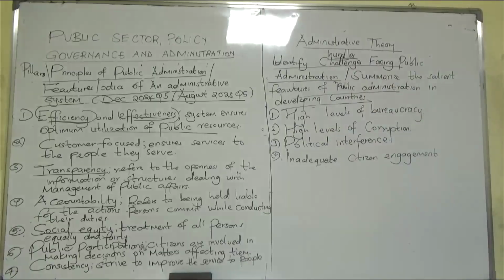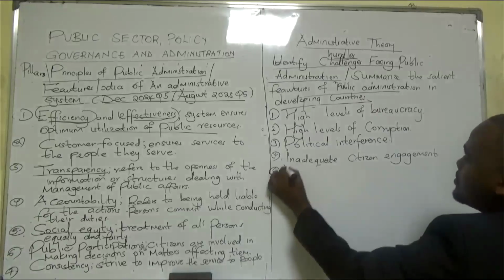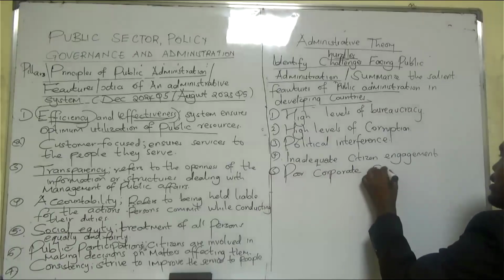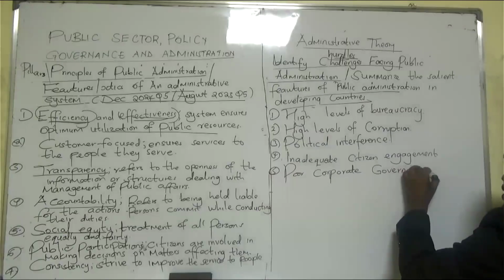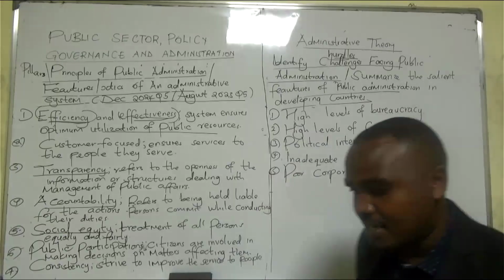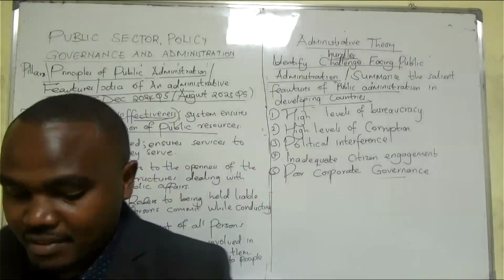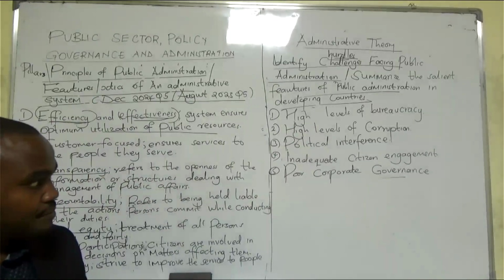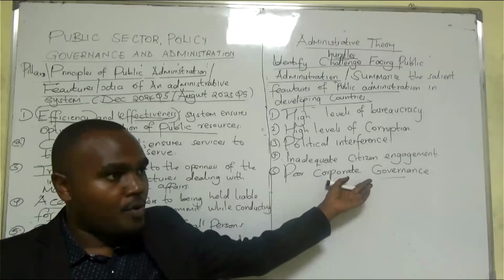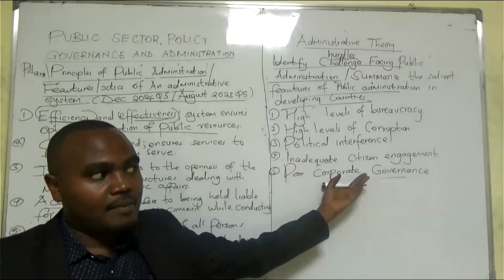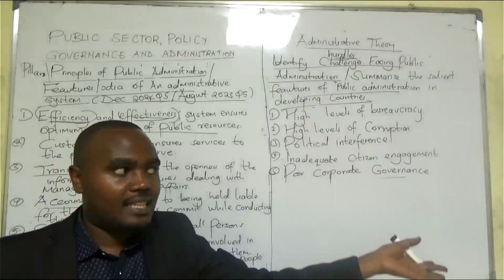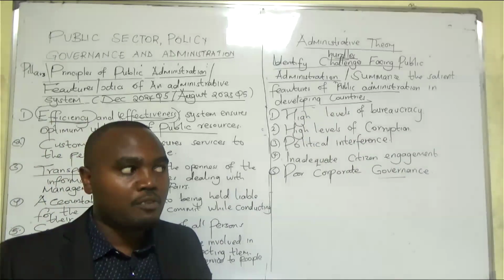Another one, you can say, there is a lot of poor corporate governance practices. Those of us who are taking corporate governance and policy, we discuss the principles of corporate governance. For example, one that we can easily say there's lack of it is corporate compliance. Sometimes you find the persons in the public administration, they violate the laws and regulations. They fail to follow the laws and regulations.